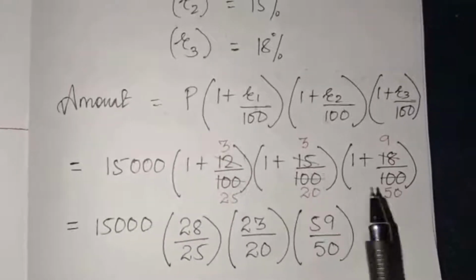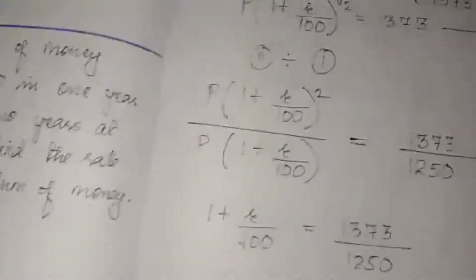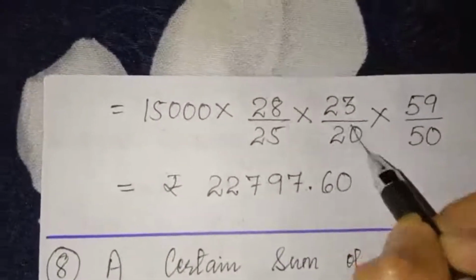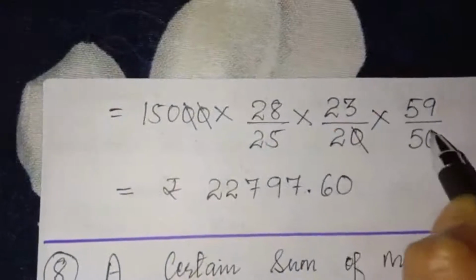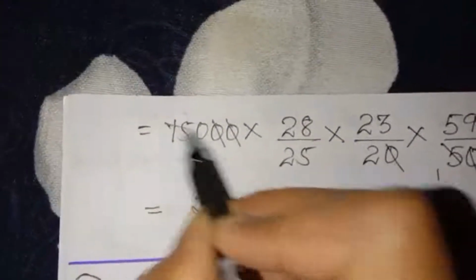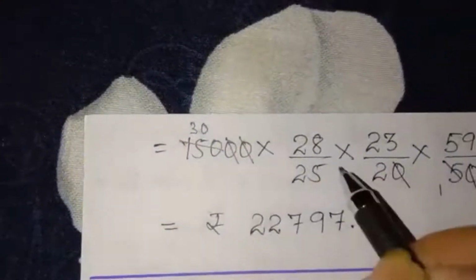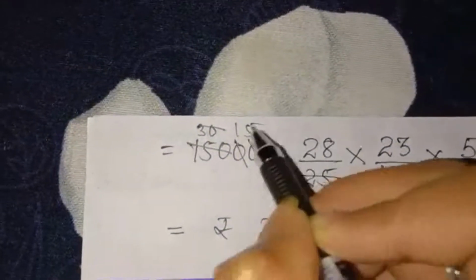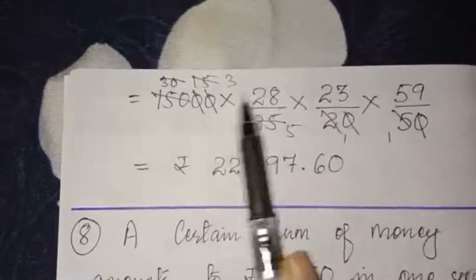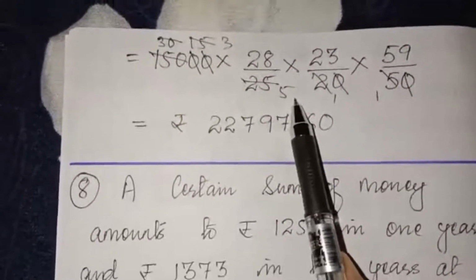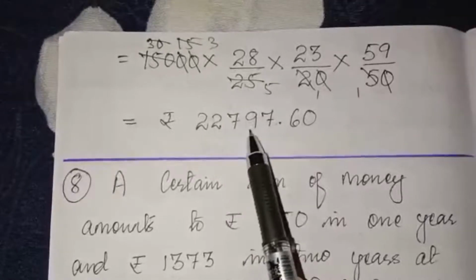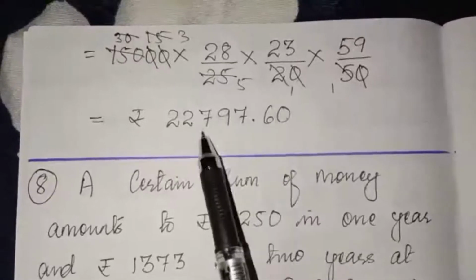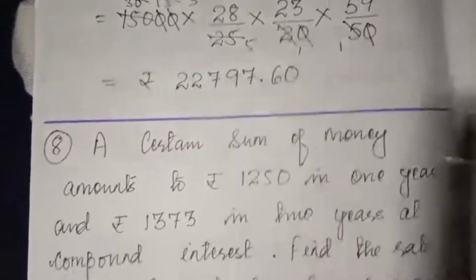Now you simplify this. After simplification you can cancel the zeros, 5 1s are 5, 5 3s are 15, 0, then 2 1s are 2, 2 15s are 30, 5 5s are 25, 5 3s are 15. Now you multiply numerator then divide by 5, and you will get 22,797.60. So that 15,000 will amount to this much after 3 years.